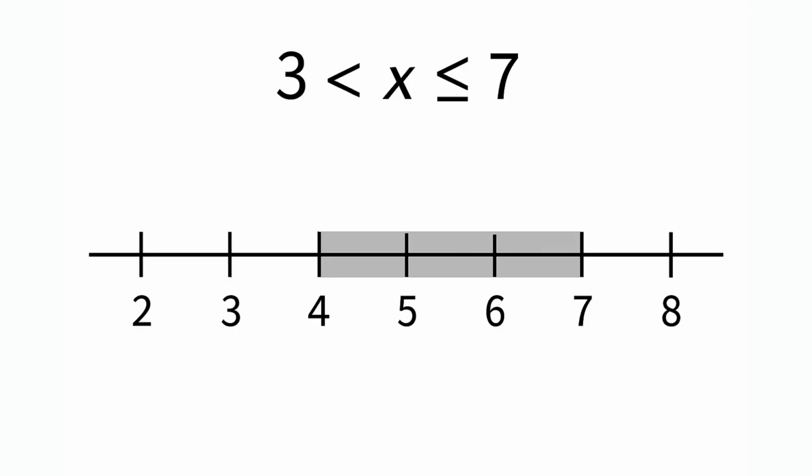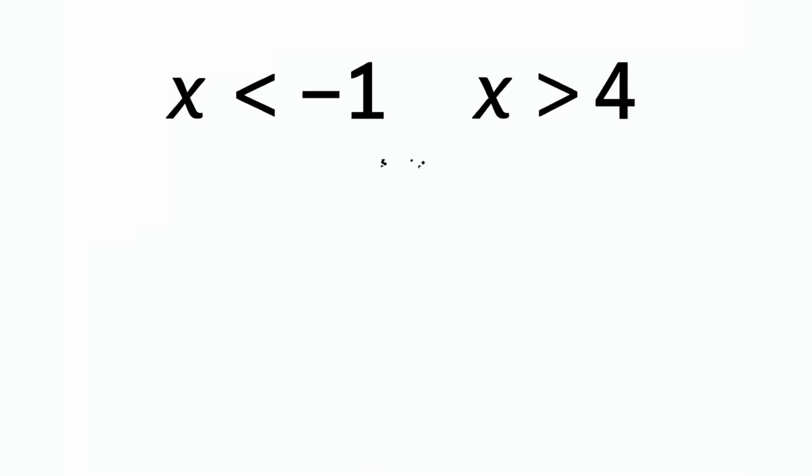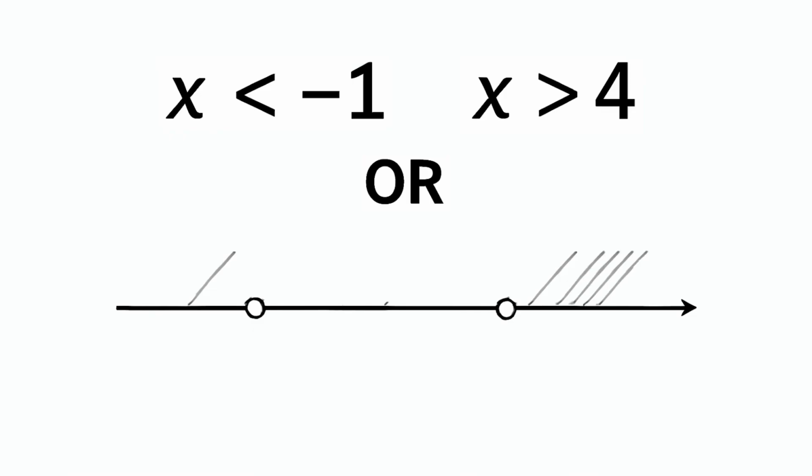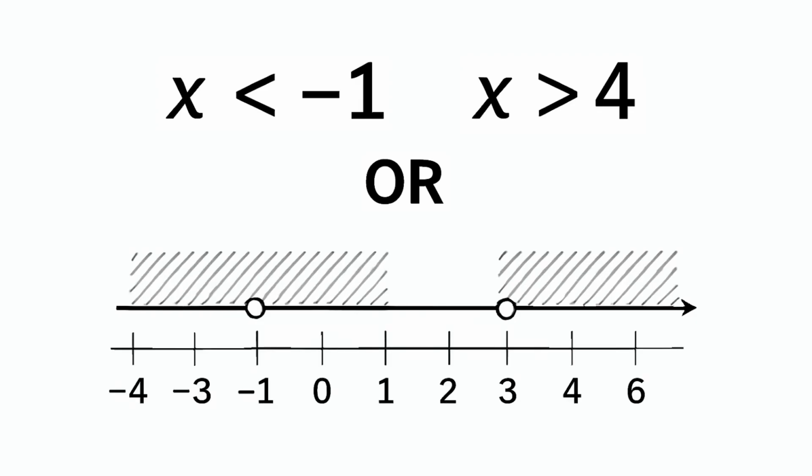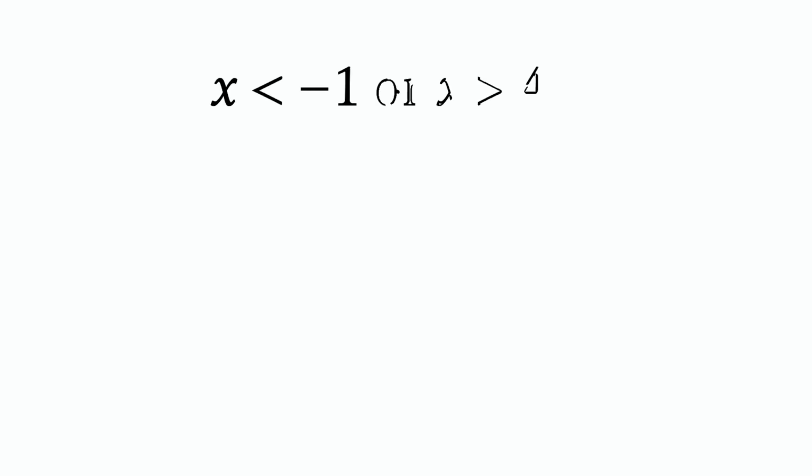closed circle at 7. With or, you're combining two separate solution sets, like x is less than negative 1 or x is greater than 4. You graph both parts, and the shading goes out in two directions.